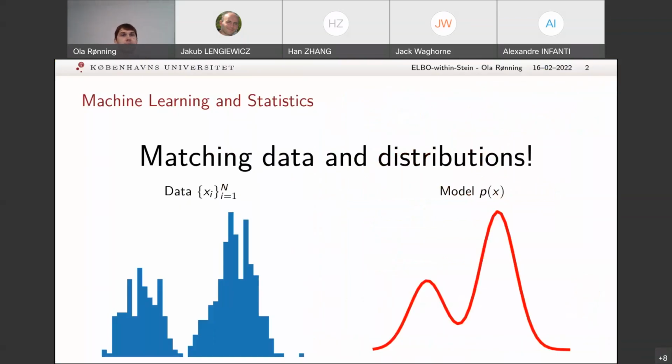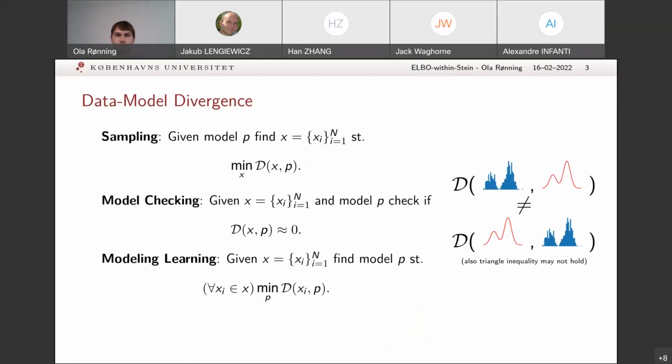In particular, we're going to be taking the view of machine learning and statistics as trying to match a finite set of data, potentially a stream, to a hypothesis, which is going to take the form of some probabilistic model or probability distribution. Now, to do something with this, we're going to be working with divergences. So we're going to be working with a notion of distance between our data and our model.